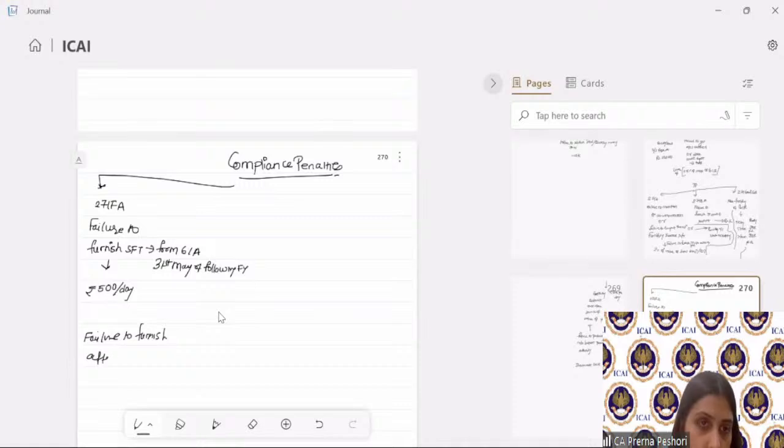failure to furnish after notice, then your penalty is rupees 1,000 per day. Then you have a higher penalty of 1,000 per day.